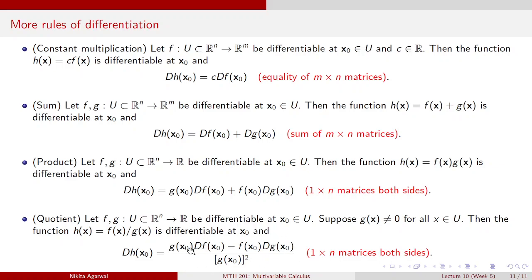Now this also you should understand like in one variable. The derivative of h, which is f by g, is (g f prime minus f g prime) divided by g squared. Now instead of f prime and g prime you have derivative matrices. On the left hand side you have a 1 cross n matrix. On the right hand side the numerator is a 1 cross n matrix and you divide it by a scalar. Dividing a matrix by a scalar means dividing each entry of that matrix by that scalar. So this is where we stop today's lecture.